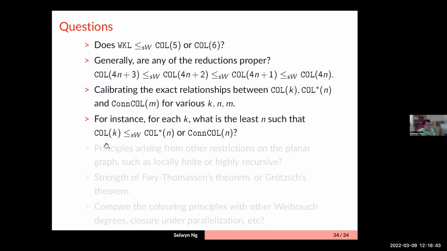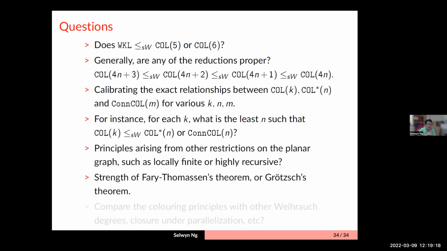So for example, if you look at the k-color theorem, what is the smallest value of n that allows the k-color theorem to reduce to it? We know that if n is as small as 4, then it's possible. But if n is k itself, then it's not possible. But it would be interesting to see how the number of colors will affect the uniformity of these reductions.